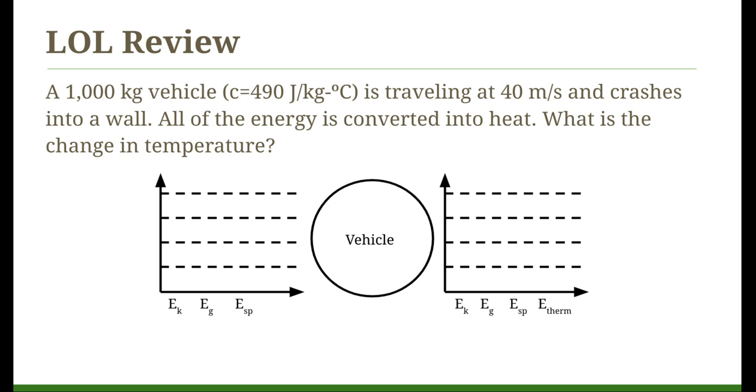It says that a 1,000 kilogram vehicle is traveling at 40 meters per second and crashes into a wall. All of the energy is converted into heat. What is the change in temperature? And so here we have a car that is moving at the beginning, and so it has kinetic energy, but then it crashes, so it doesn't have any kinetic energy at the end, but instead it says that all of its energy is converted to heat, which we're going to call thermal energy, kind of like dissipated energy, which we've talked about in the past.